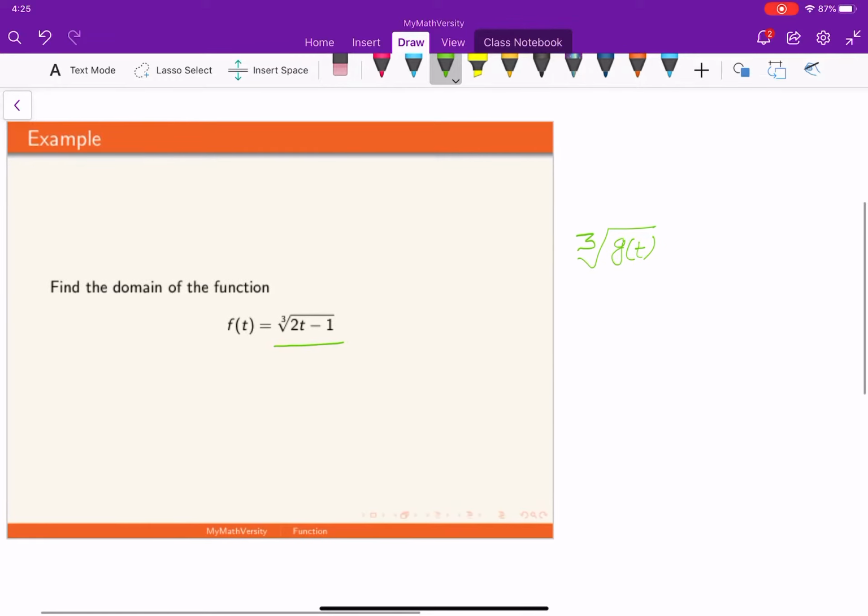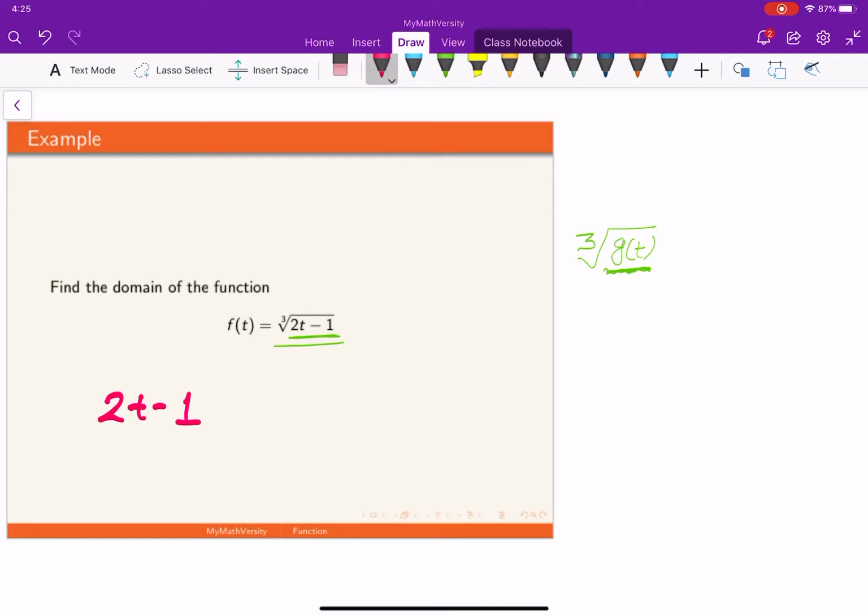If you have a cube root function, the domain could be all real numbers, but we need to make sure of where the radicand, given here as g of t, is defined. So for the cube root function, if the possible domain is all real numbers, let's just check where 2t minus 1 is actually defined. As we know, 2t minus 1 is a polynomial function, right?